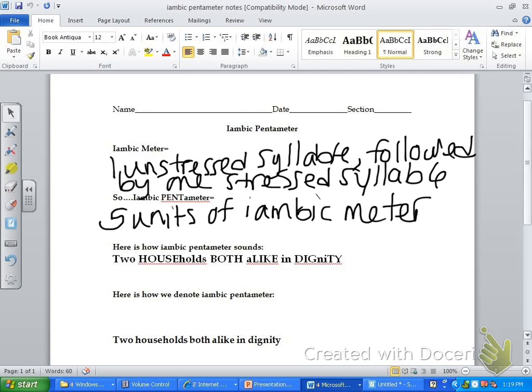So a line of iambic pentameter sounds like this. Da-dum, da-dum, da-dum, da-dum, da-dum. Do you hear those 5 sets of unstressed and stressed syllables?